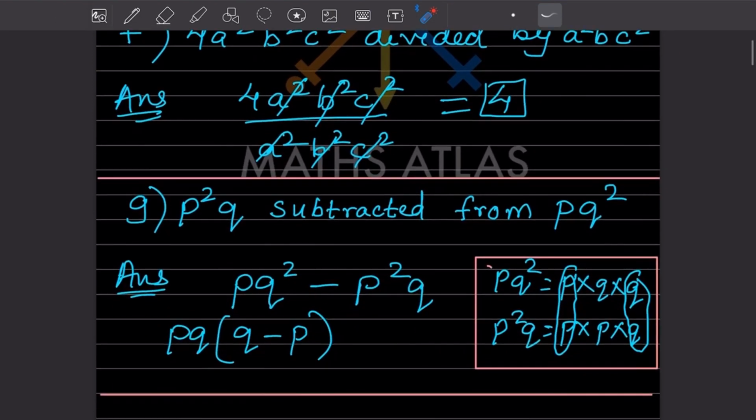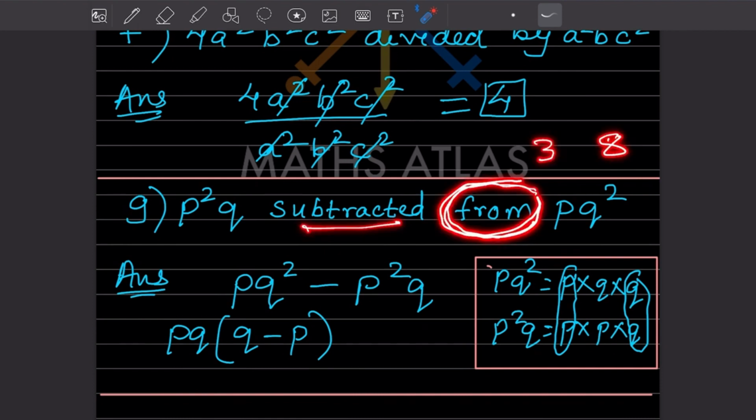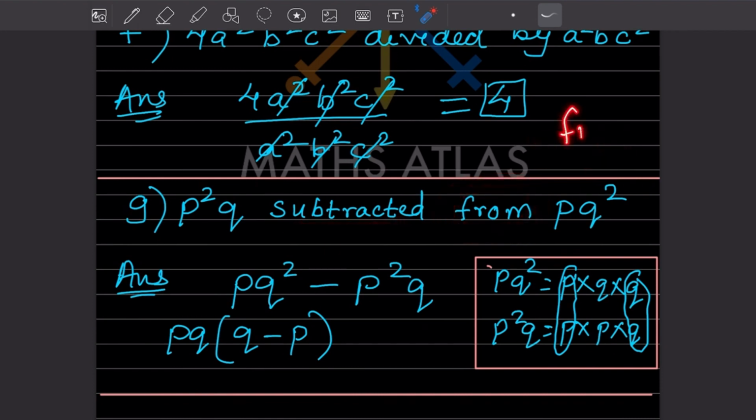Okay. Now look at here. P square q subtracted from pq square. So now whenever this word from is used after subtraction, they will say suppose 3 subtracted from 8. Okay, so which are you going to write first? 8 you are going to write, because after from, whatever the number is, you are going to write first, you will write 8 minus 3.